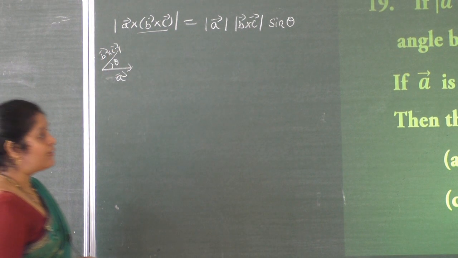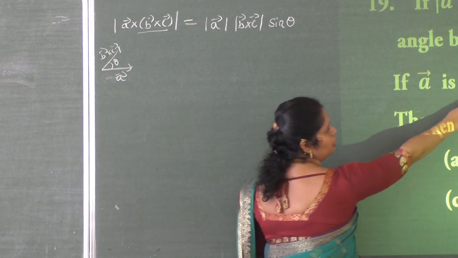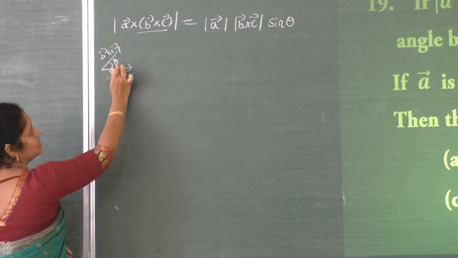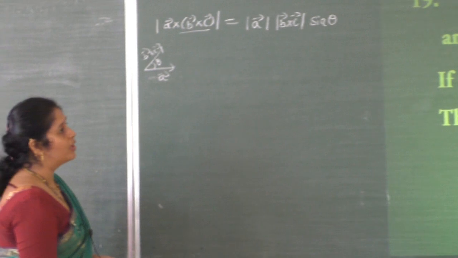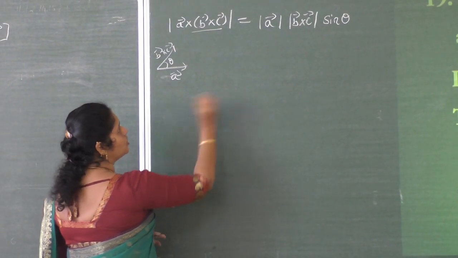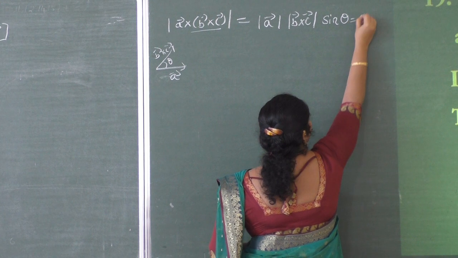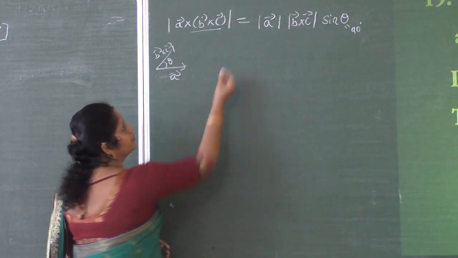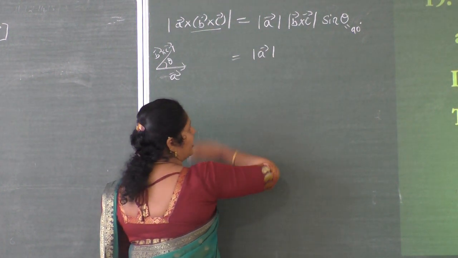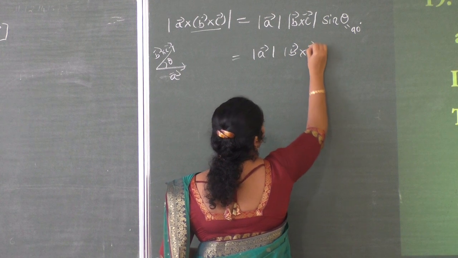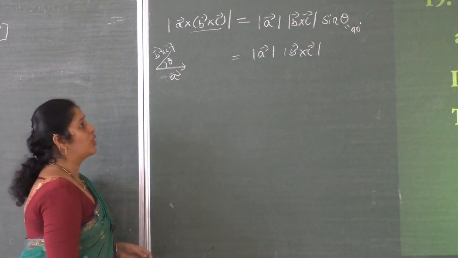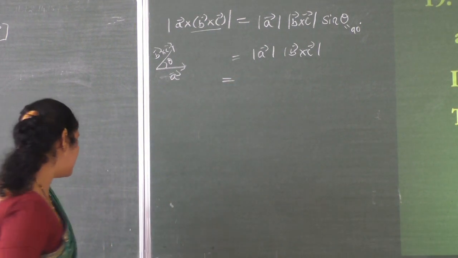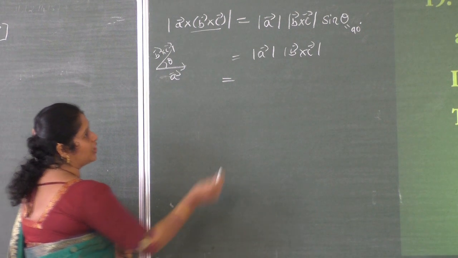Okay, now it is given that vector A is perpendicular to vector B cross vector C, which means here theta is equal to 90 degrees. Orthogonal vectors, theta 90 degrees. Then what is sin 90? 1. Then we have magnitude of vector A times magnitude of vector B cross C. Now let us write what is the magnitude of vector A. That is given as root 3.